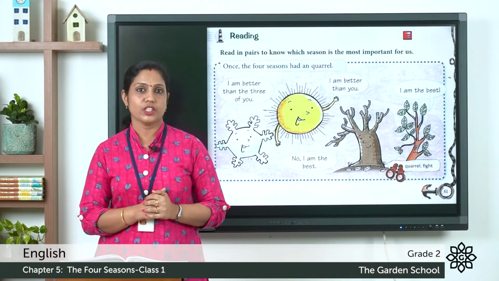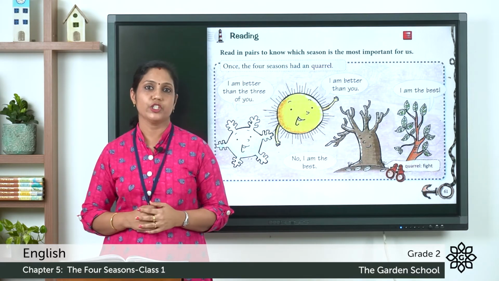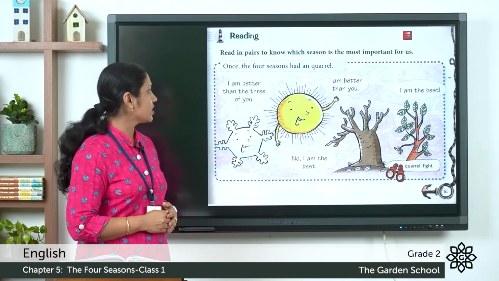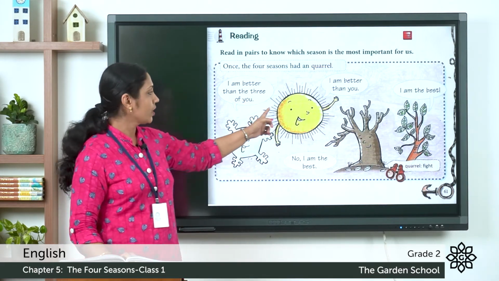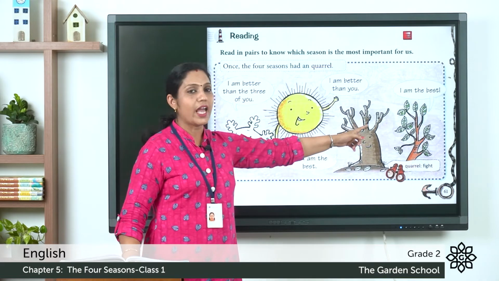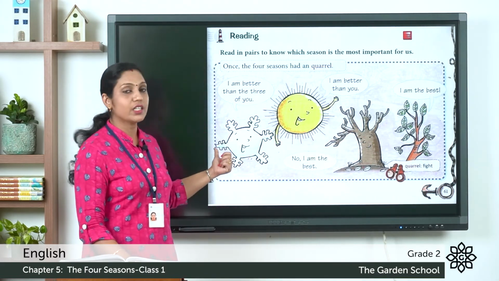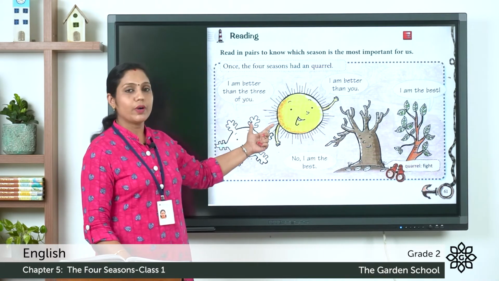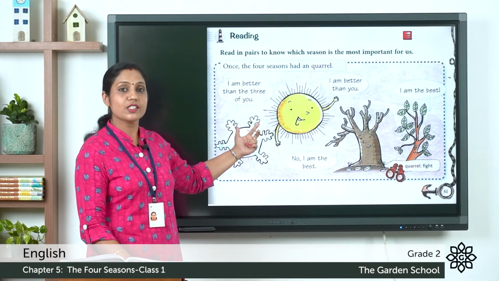Here, this is a picture story. So you can read it through the pictures. So in the first picture, you can see this is winter, summer, autumn and spring. In the winter, you can see it's so cold. Summer, it's so sunny. The sun is so hot.